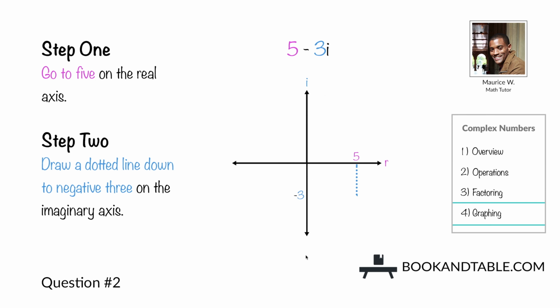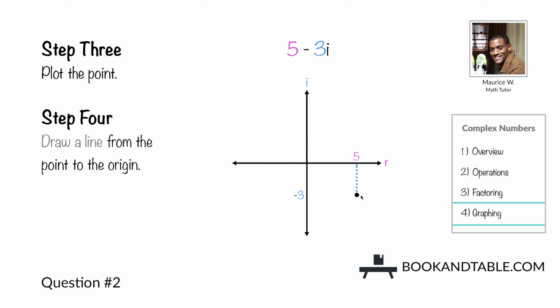Question number 2, find the argument of 5 minus 3i. So step 1, go to 5 on the real axis. Step 2, draw a dotted line down to negative 3 on the imaginary axis. In step 3, plot the point. Step 4, draw a line from the point to the origin, creating a right triangle. The angle closest to the origin here, this is going to be our argument.